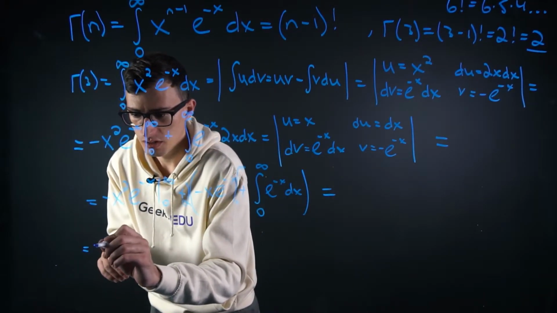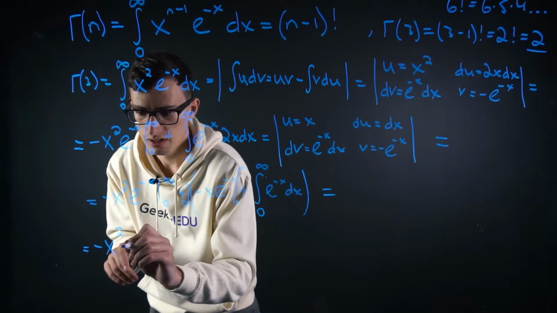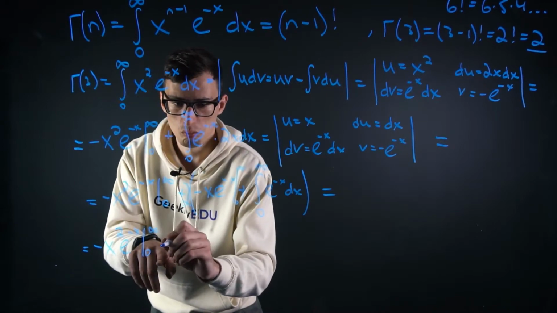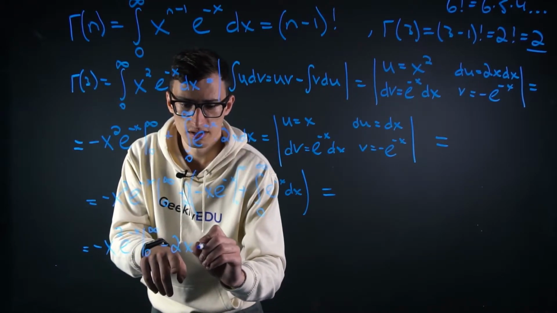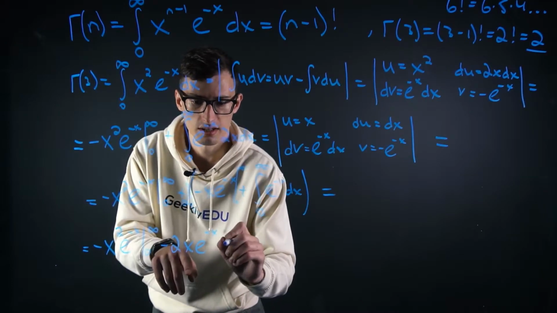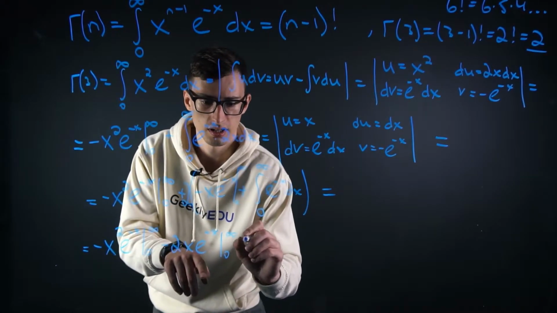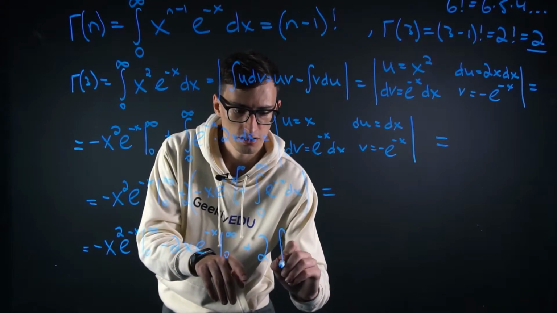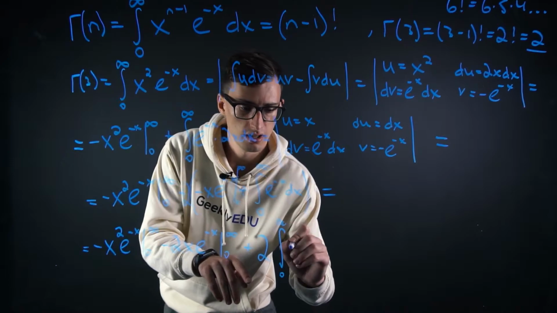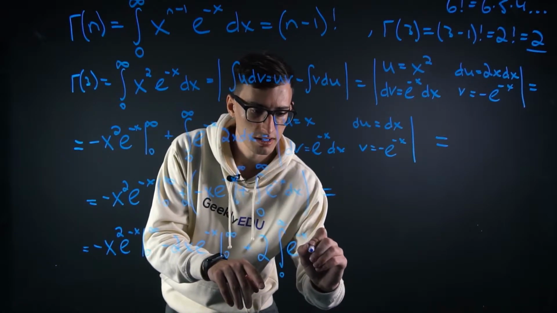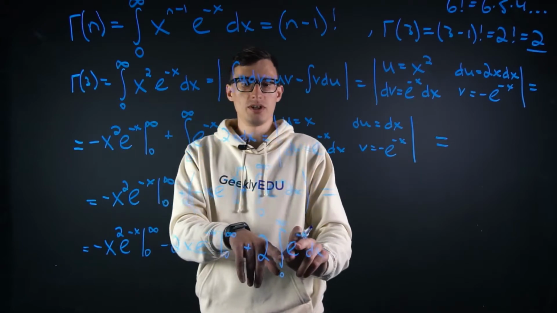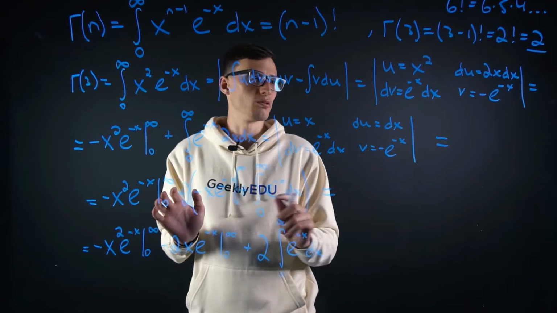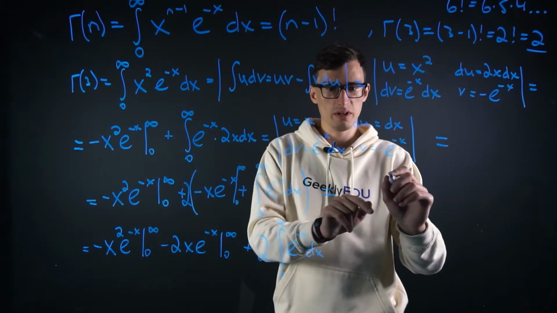We have equals minus x squared e to the minus x from 0 to infinity, minus 2x e to the minus x from 0 to infinity, plus 2 times the integral from 0 to infinity of e to the minus x dx. Now, this is a pretty simple integral actually. Integral of e to the minus x to the negative infinity. What does that equal? Where can I do that? I have some space here, I'll do it.